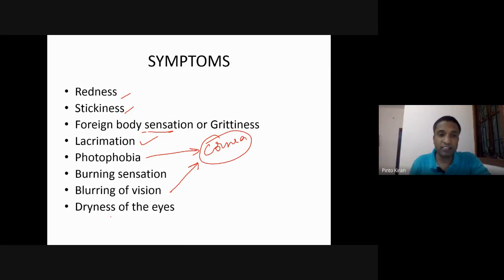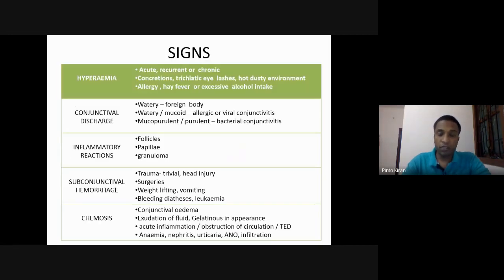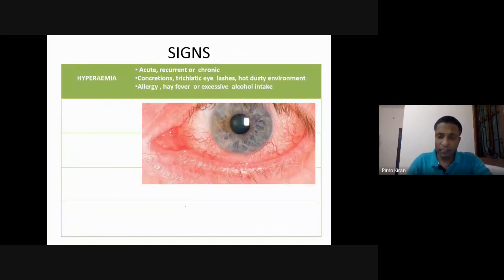In the late sequelae, the patients can develop dryness of the eyes. Once the disease has settled down, the patient might develop dryness of the eye. Coming to the signs: you have hyperemia or redness. Then you have a discharge from the conjunctiva. Then you can have an inflammatory response, maybe in the form of follicles, papillae, or granuloma formation. You can have a subconjunctival hemorrhage, especially in traumatic conditions. Then you can have chemosis, that is nothing but conjunctival edema. Okay, so let's discuss one by one.